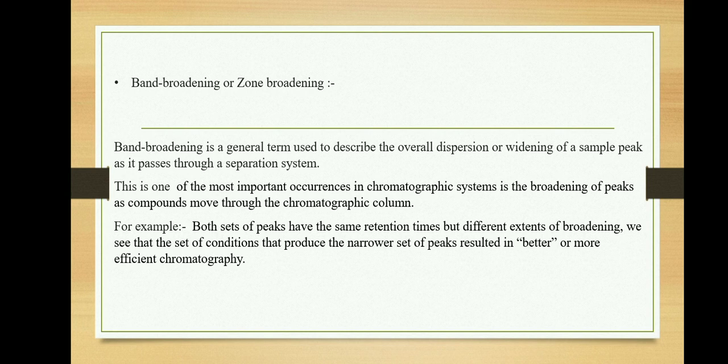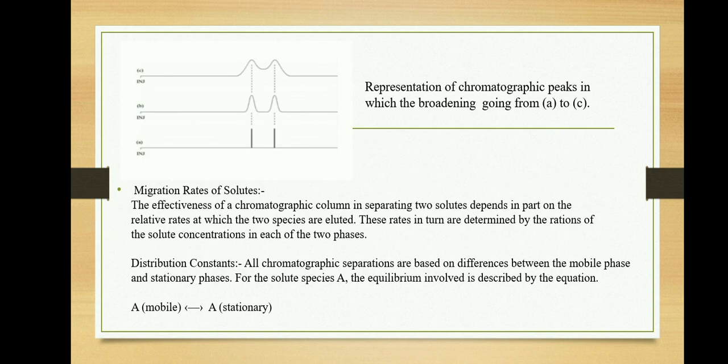Broadening of the peak arises as compounds move through the column. Therefore we need to reduce this, only then is a sharp peak possible. Here is an example where you can see peaks in which broadening goes from A to C. The retention time for all the peaks is the same but the extent of broadening is different. The narrower set of peaks results in better, more efficient chromatography.